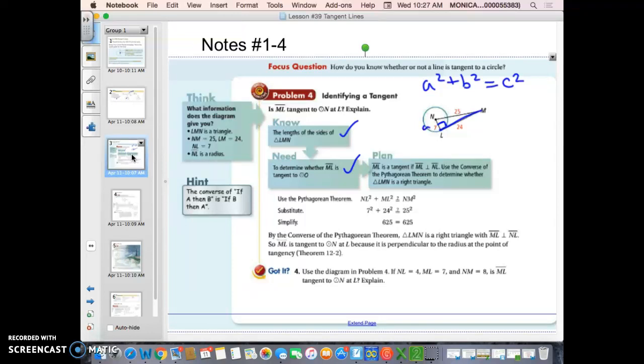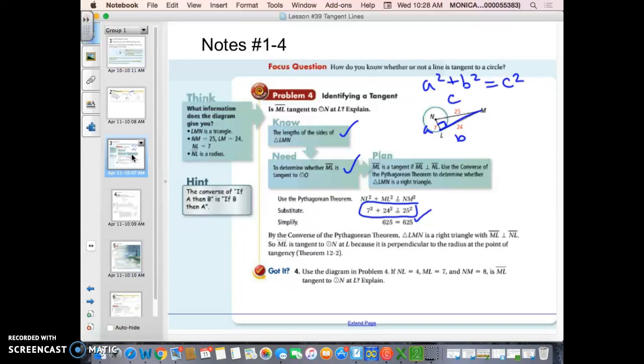I'm going to label this C, this A, and this B. The C has to be across from the 90-degree angle, and it's also the longest side. Now I'm just going to plug those numbers into my formula and see if it comes out true. And what I notice is 7 squared plus 24 squared is 625, and 25 squared is also 625, so it comes out true. Therefore, I can conclude that this is a right angle and a right triangle.